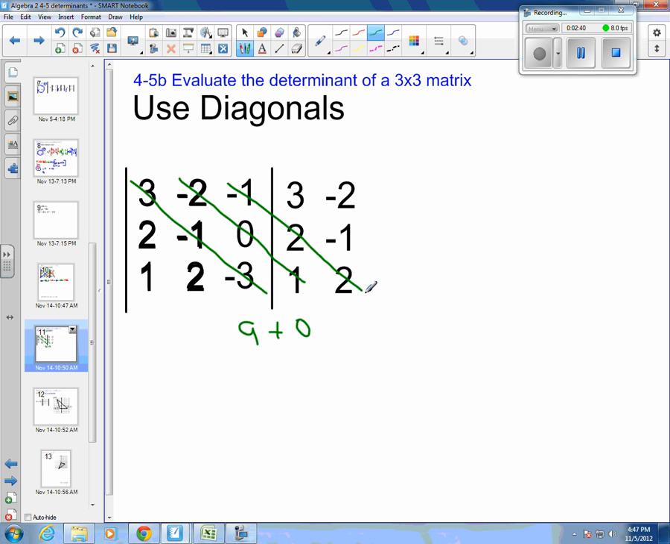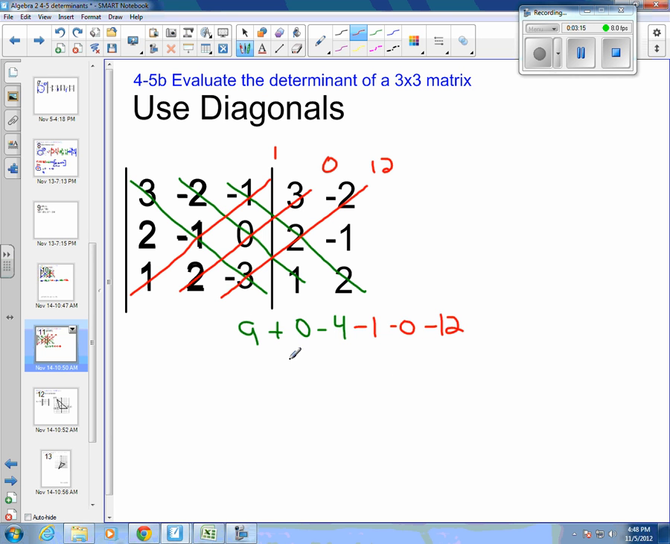And then I'm going to multiply negative 1 times 2 times 2, so that's going to be a minus 4. Then I'm going to multiply my diagonals going up. That's going to be 1 times negative 1 times negative 1, so that's a positive 1, so I'm going to subtract 1. Then I'll multiply 2 times 0 times 3, that's a 0, so minus 0. And then I'm going to take 3 times 2 times negative 2. 3 times 2 is 6. 6 times 2 is 12. So that's a 12. And 2 negatives make a positive, so I'm going to minus 12.